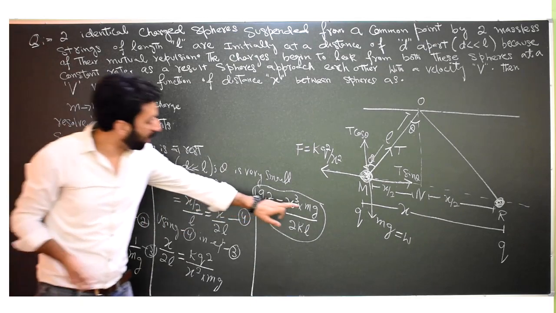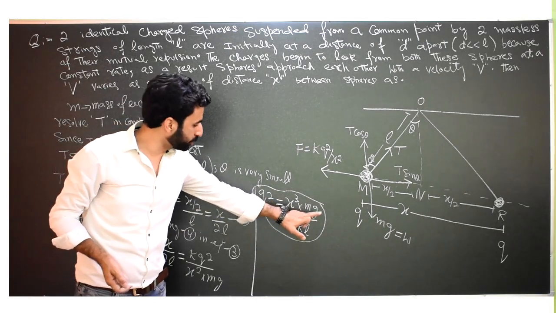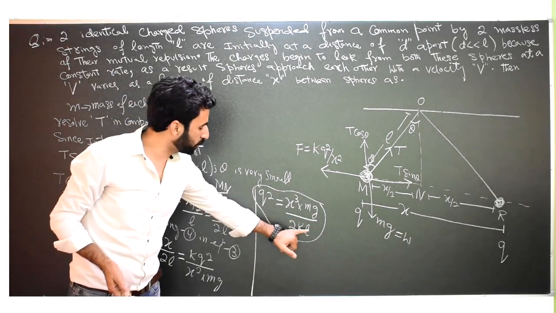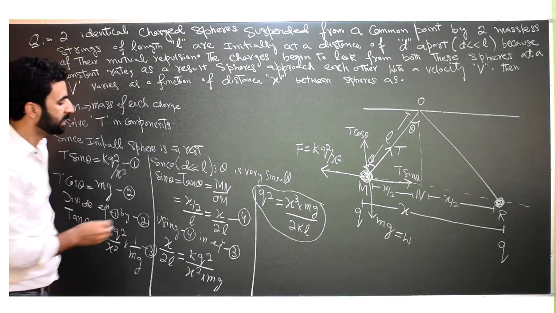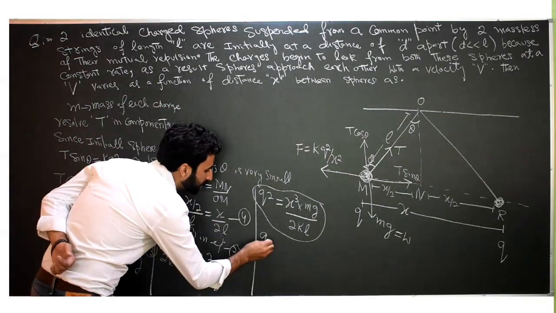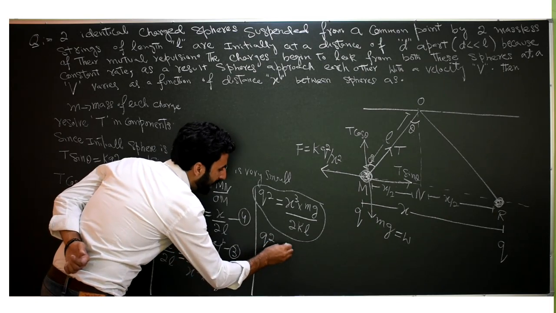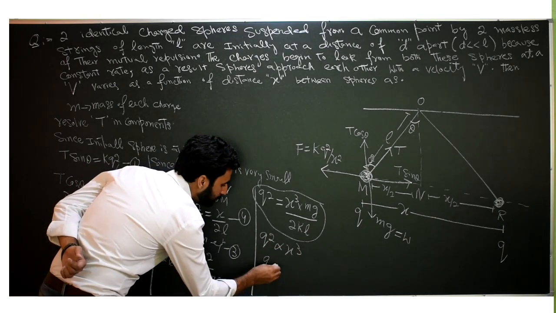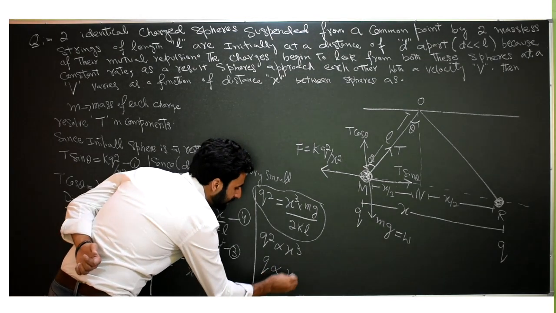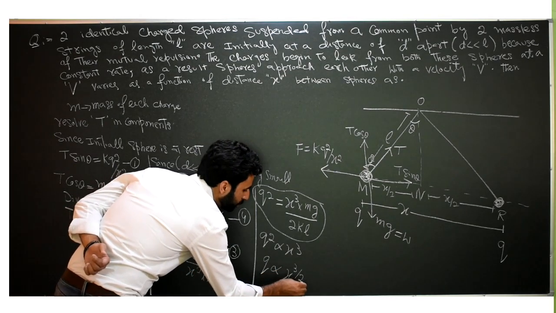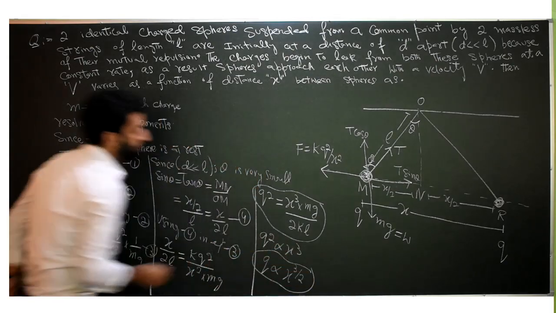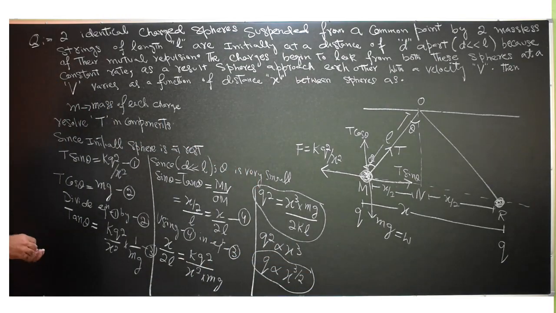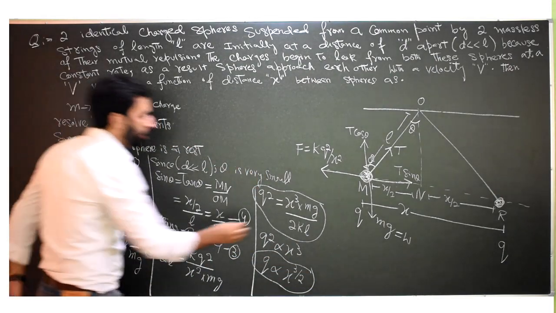In this case, the mass of the particle, acceleration due to gravity, the electrostatic force constant and length are constants. So essentially we get q square is proportional to x cube, or we can say that q is proportional to x raised to the power of 3 by 2.